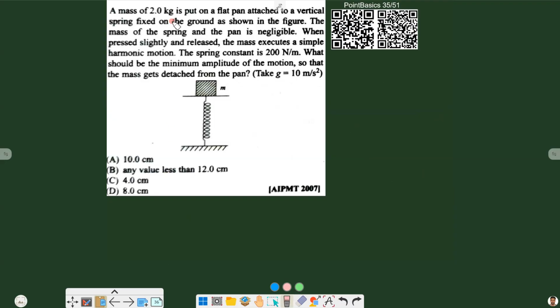A mass of 2 kg is put on a flat pan attached to a vertical spring on the ground, as shown in the figure. The mass of the spring and the pan is negligible, so the spring and pan do not have any mass. When pressed slightly and released, the mass executes SHM. The spring constant is given. What should be the minimum amplitude of the motion so that the mass gets detached from the pan?